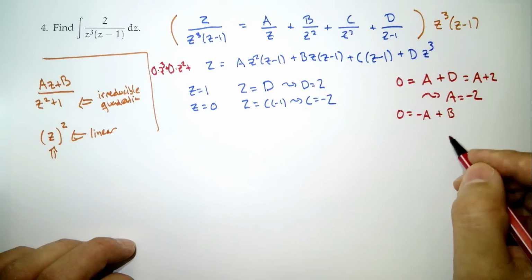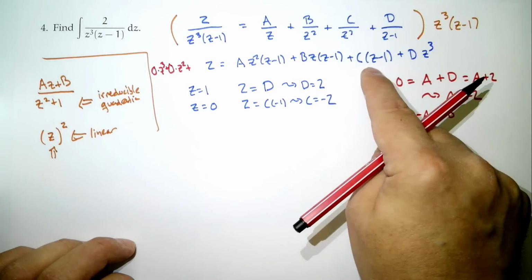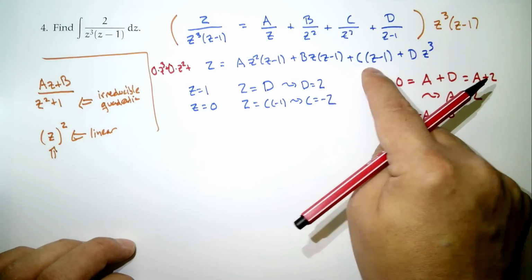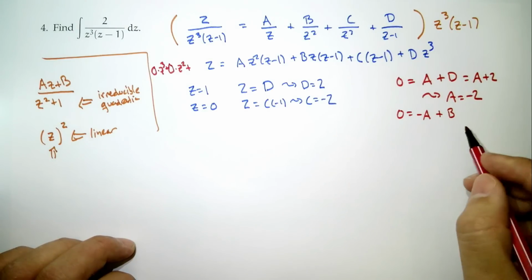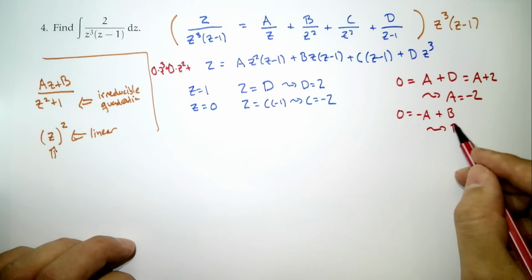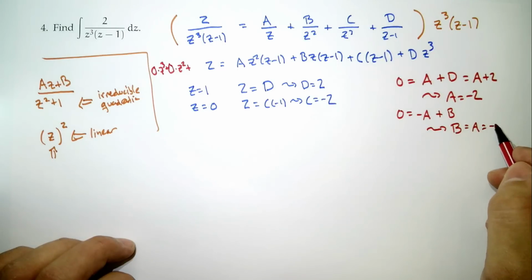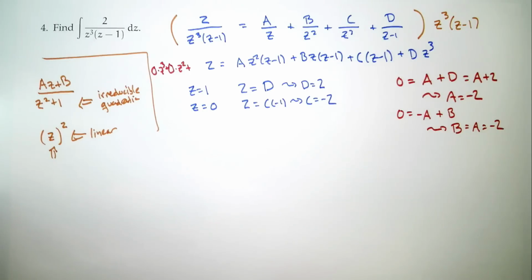It's b. bz squared. From the third term? No. From the last term? No. So 0 equals negative a plus b, which tells us that b had better be equal to a, but we already know that a should be negative 2. And now we've gotten all our a, b, c's, and d's. So now we're ready to go back to our integral problem.